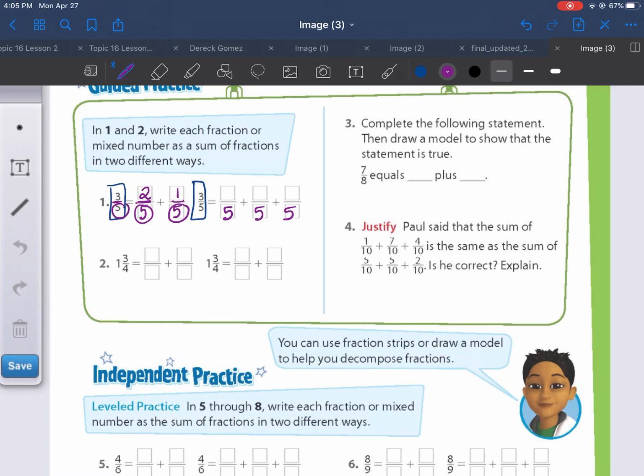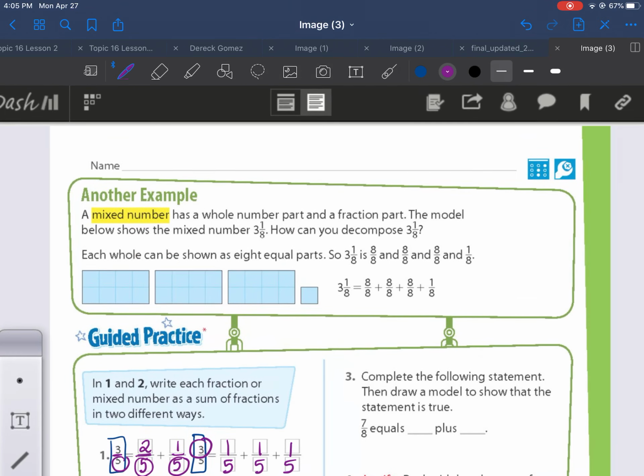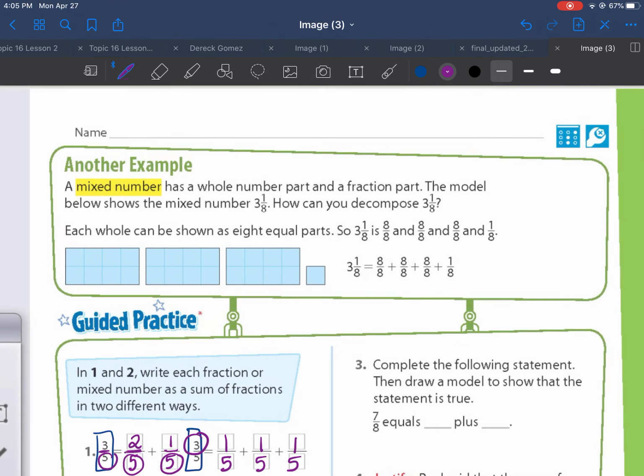So now we're going to decompose the same fraction, but notice that now we have 3 numerators. I still have to get 3. How do I get 3 if I have 3 numbers? By adding 1 plus 1 plus 1. It is still 3/5. Number 2. For number 2, you have a whole and you have a fraction. This is called a mixed number.